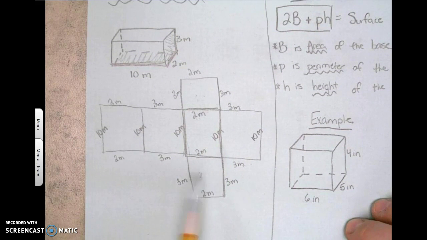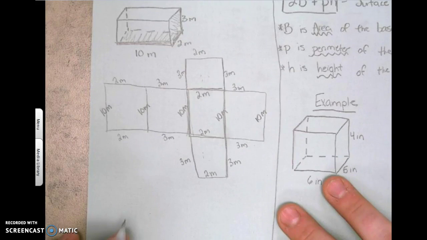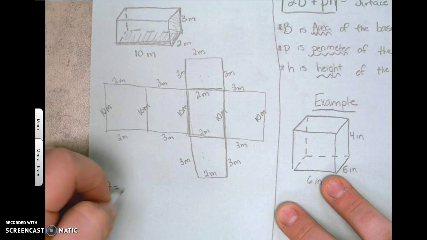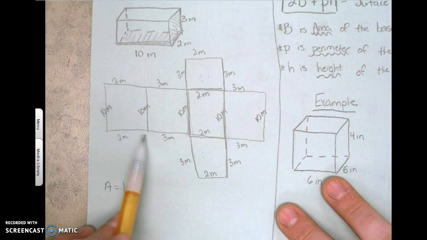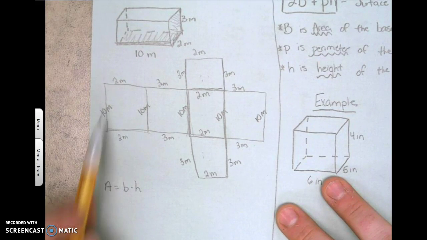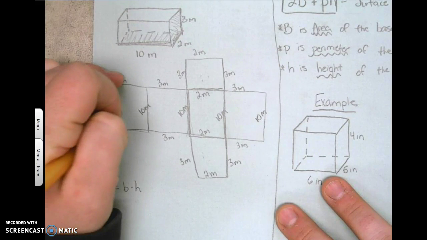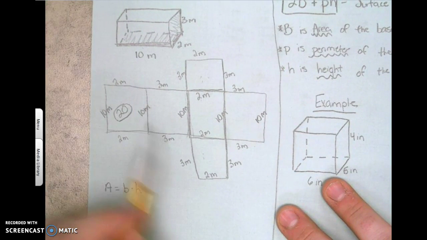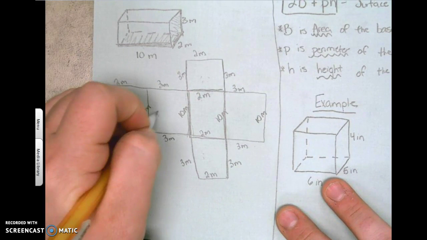So if you look here, we have 6 different rectangles, and we've already talked about finding the area of a rectangle. Just a reminder, area of a rectangle is your base times your height. So if I look, I've got a base of 2 and a height of 10. So 2 times 10 is 20. 3 is my base, 10 is my height. 3 times 10 is 30.